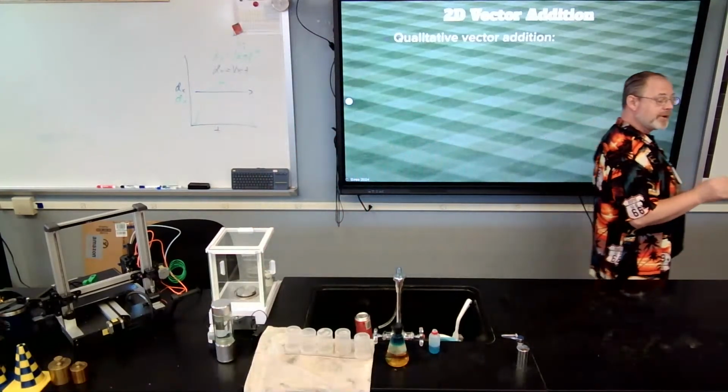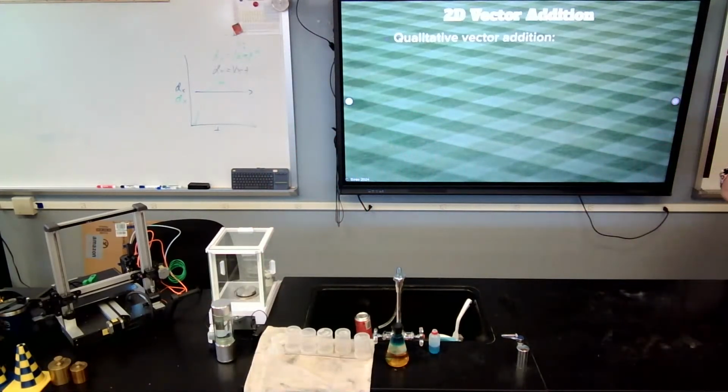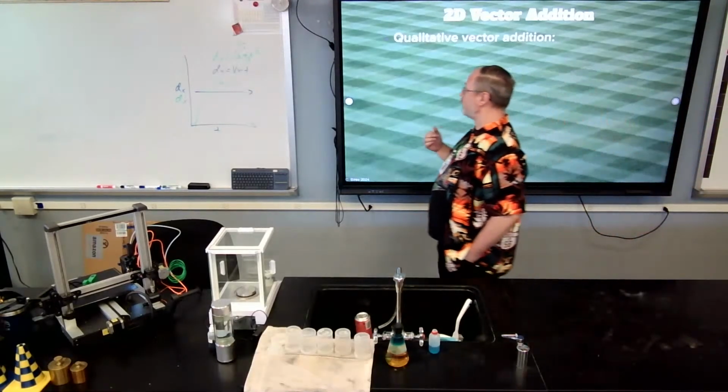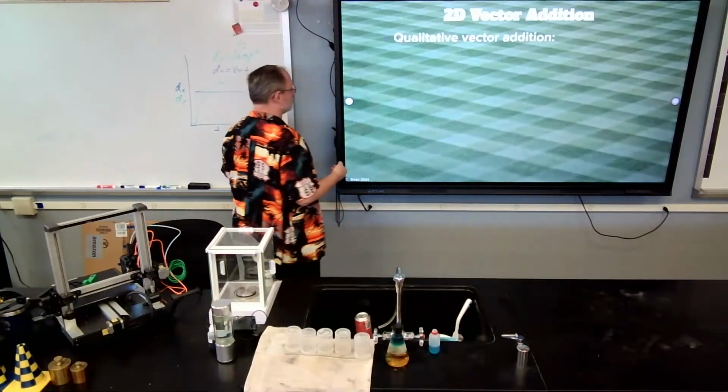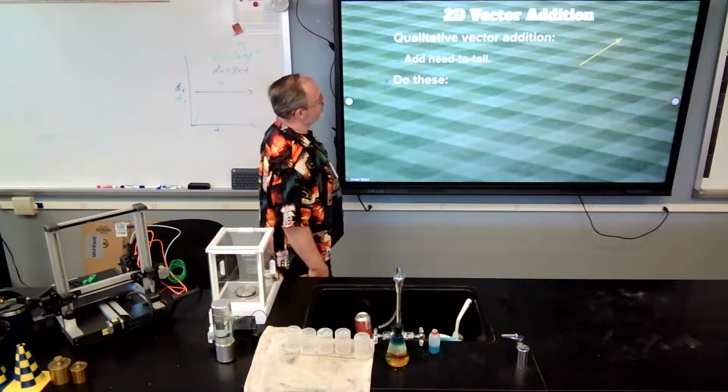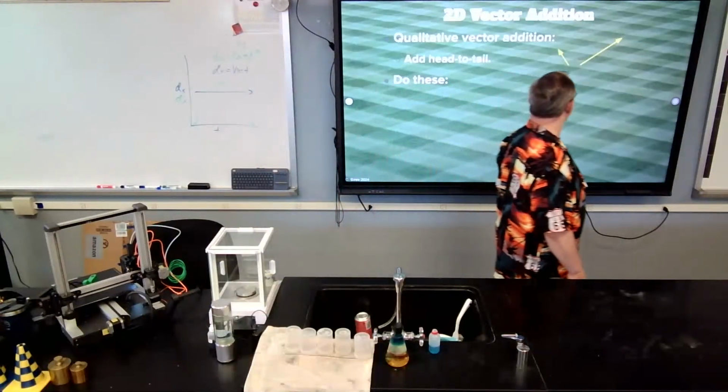When you do two-dimensional vectors, you can still add them head to tail. That's called the graphical method of vector addition. So when you add vectors in two dimensions, you still add them head to tail. So there's a vector there, and there's a vector there.